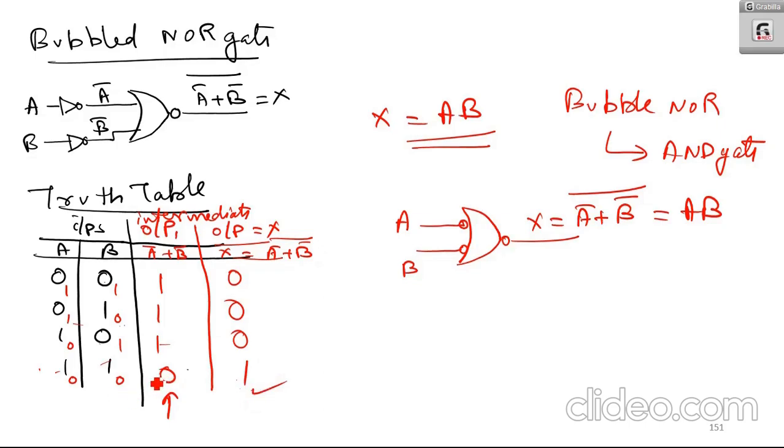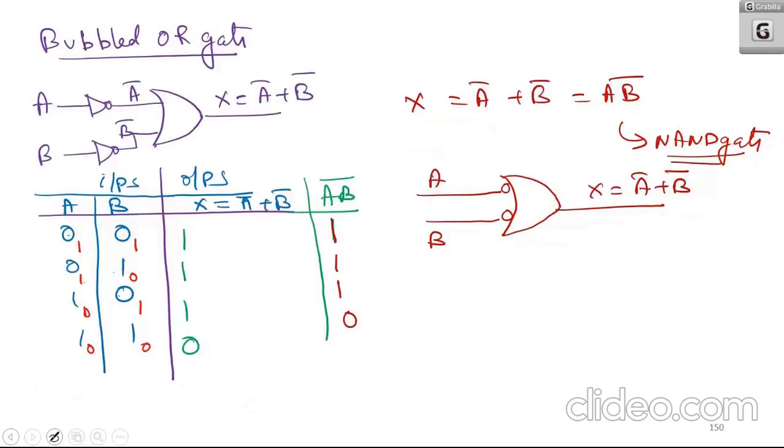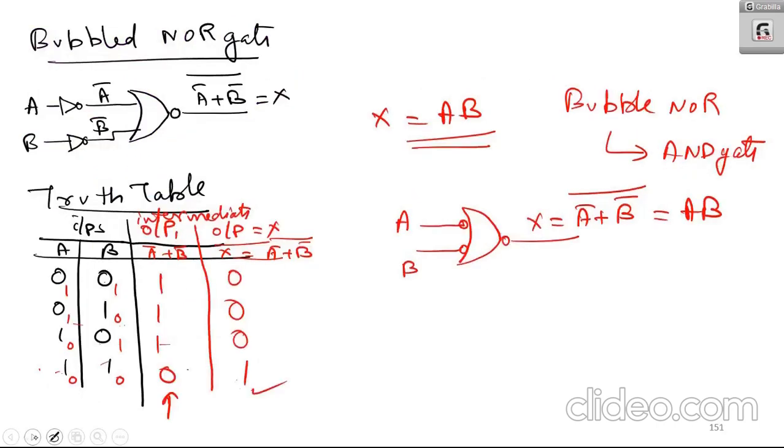A bar or B bar, the whole bar is equal to 1 only when A and B are equal to 1. Therefore we can write X is equal to A and B. Therefore you can say that the bubbled NOR gate is equivalent to an AND gate. Okay. So I think you have got the concept of bubbled OR gate and bubbled NOR gate.